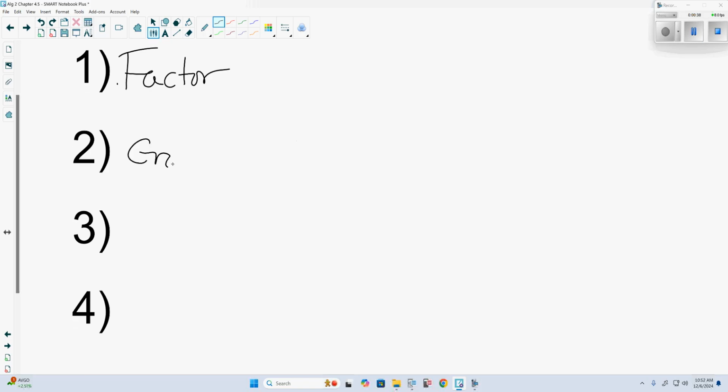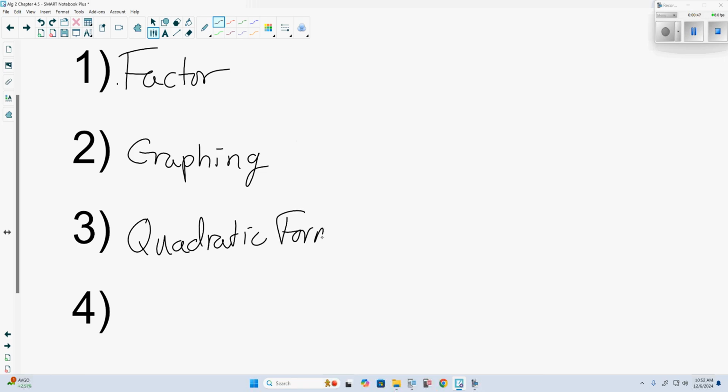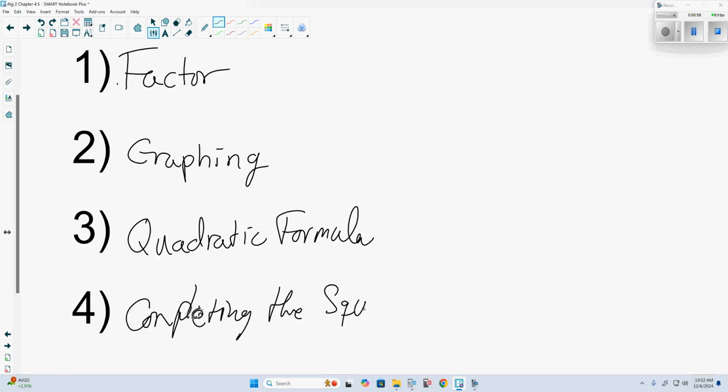Factoring, graphing, quadratic formula, and completing the square. Factoring, graphing, quadratic formula, and completing the square. These are the main ones that we had. We'll put that away for now.